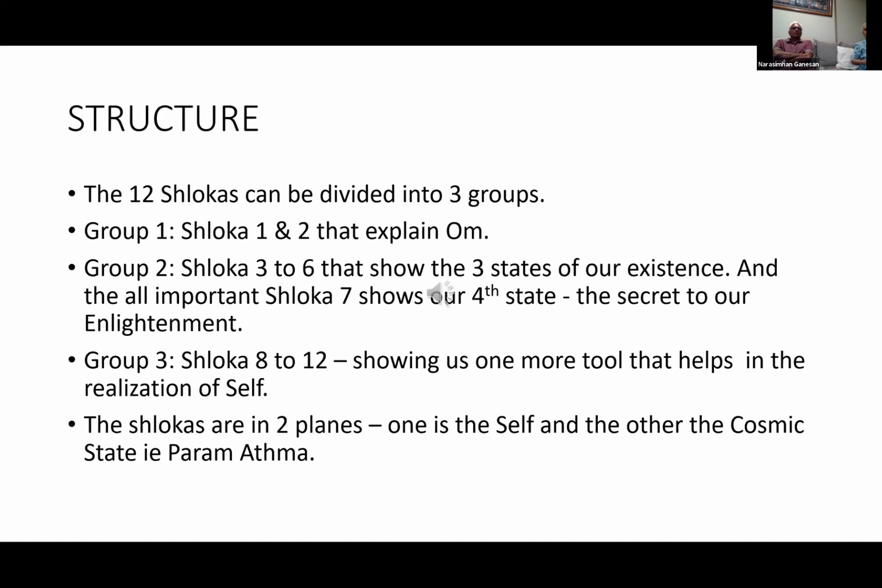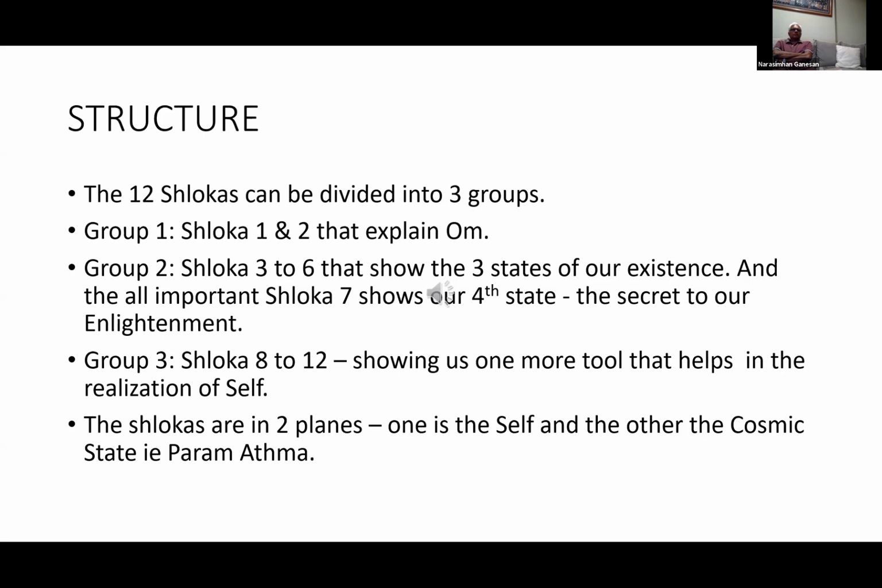But the 12 slokas can be divided into three groups. Group 1, sloka 1 and 2, explain the concept of Om. In group 2, you have slokas 3 to 6, which explain the three states of our existence, and of course the fourth state of existence, which is our true state. This is covered by the all-important sloka number 7. And group 3, which is slokas 8 to 12, gives us one more tool that helps us to realize ourselves.